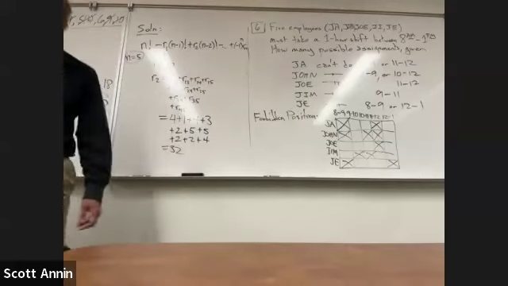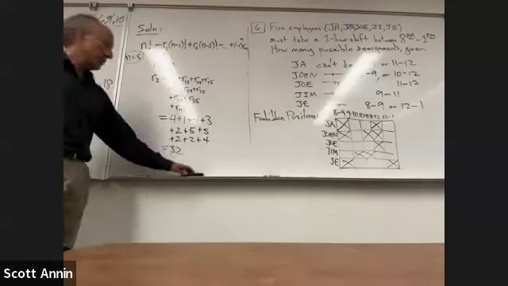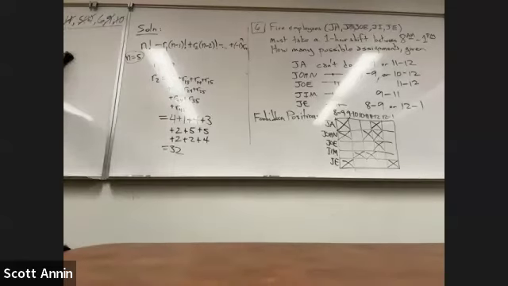Now I get to check my solution key. I got 32, so that's pretty good. Okay, so that's how R2 works. Any questions about any of those numbers?